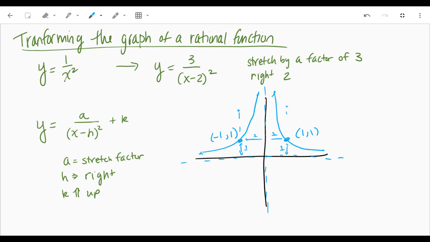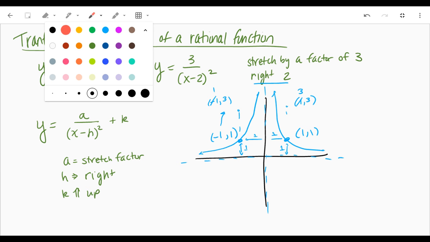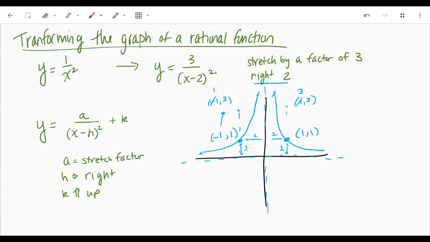So if we do that at the same time, okay, so negative 1, 1 will go to negative 1, 3 when I stretch it. 1, 1 will go to 1, 3. And then I have to also move it to the right 2. So this will go to actually positive 1, 3, and this will actually go to 3, 3. Okay, and move your asymptotes also. So everything, this asymptote that is at x equals 0 will be at x equals 2.